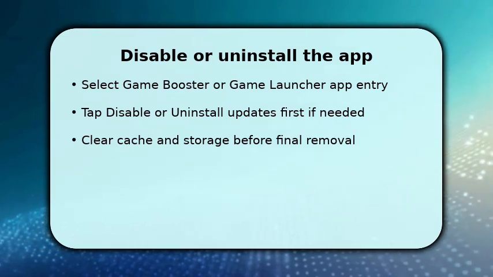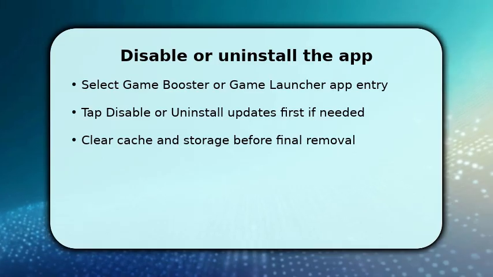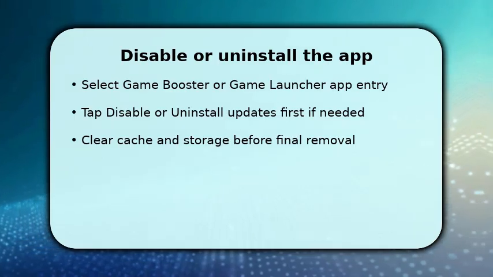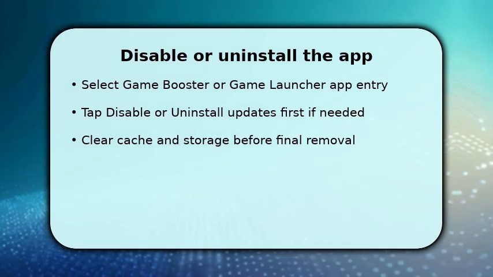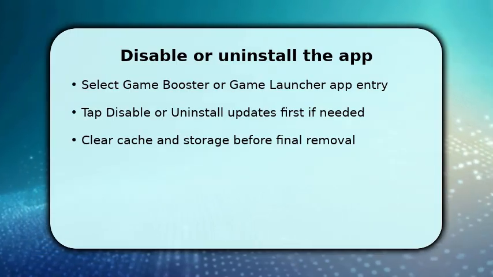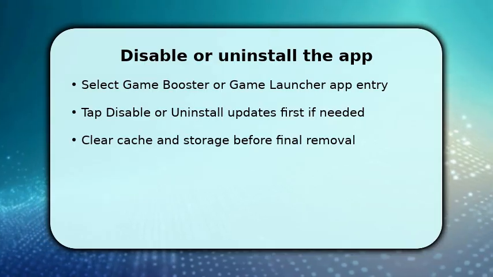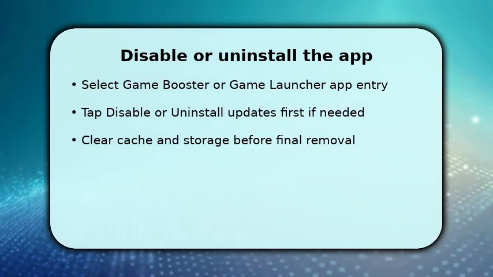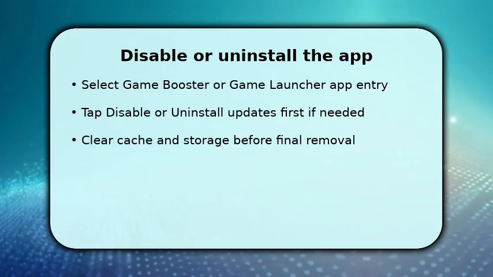You'll now decide whether to disable or uninstall. If uninstall is available, choose it. If not, tap disable to stop the service and save battery. If only updates uninstall, remove updates first to revert to the factory package, then disable. Clear cache and clear data to remove lingering settings. Tap storage, then those buttons.